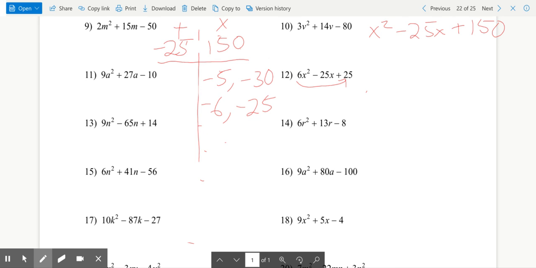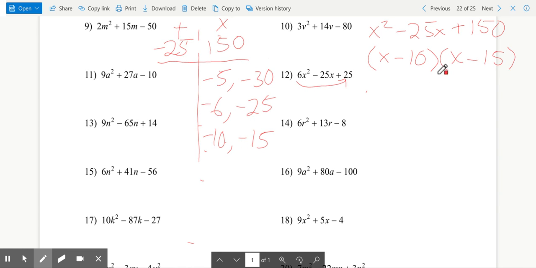150 is not divisible by 8 or 9, but it is divisible by 10. So it'd be -10 and -15. And there is our -25, right? -10 minus 15 is -25. So these are what we're going to use. So factoring this polynomial here, we get x minus 10, x minus 15.